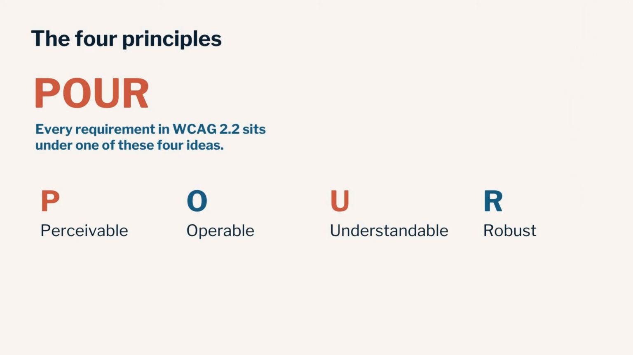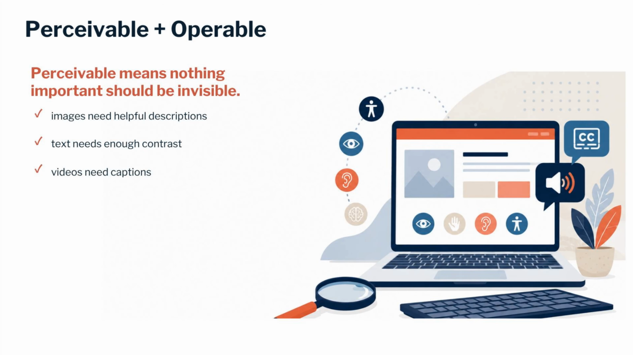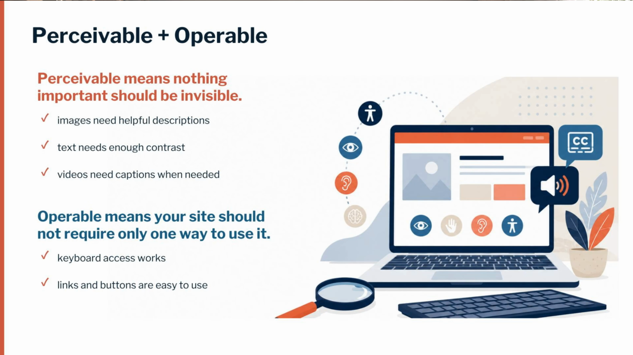Every single requirement in the current WCAG 2.2 standard falls under 4 foundational pillars, easily remembered by the acronym POUR. P is for perceivable. Perceivable means nothing important should be invisible. Users must be able to naturally take in your content, meaning images need text descriptions and text must have sufficient color contrast. Operable means your website should never require only one way to use it.